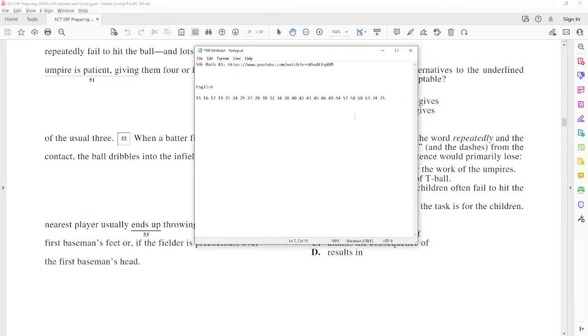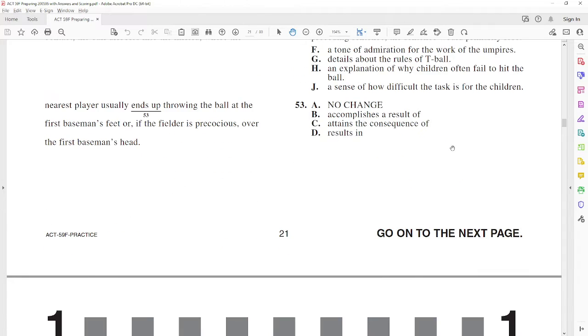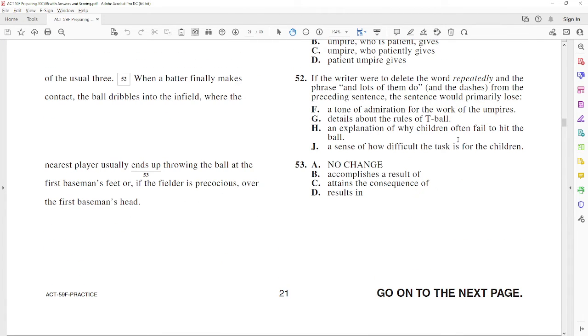The next one we're doing is 53. I keep forgetting how far we're going. When a batter finally makes contact, the ball dribbles into the infield, where the nearest player usually ends up throwing the ball at the first baseman's feet, or, if the fielder is precocious, over the first baseman's head. Okay, is there a question? No. Option to delete or omit? No. Let's ask ourselves if it's right or wrong as written. Usually ends up throwing the ball at the first baseman's feet. That seems right to me.